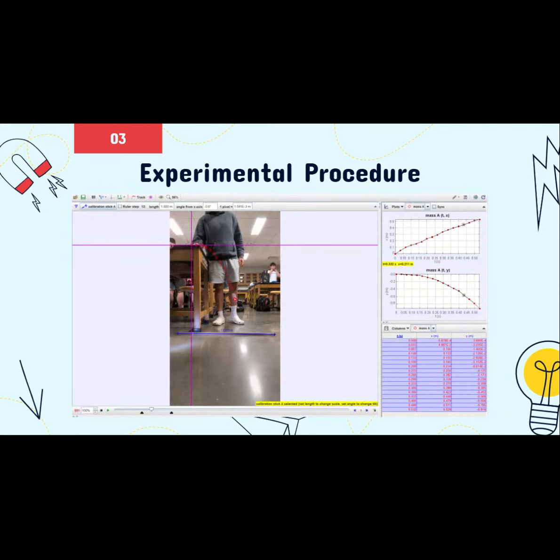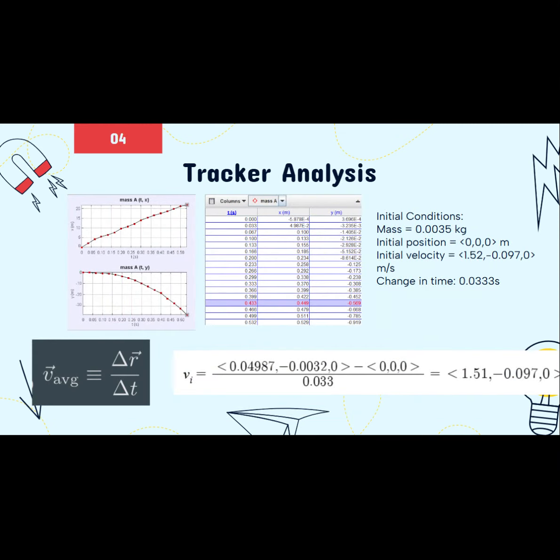The image shows us the setup for Tracker in the second step of the procedure. After the video was uploaded, the calibration was set and the axis was modified. Tracker outputted a vertical position versus time graph, which we can use to find the initial velocity by using the first 2 points as shown in the formula. It also gives us the initial position and change in time.